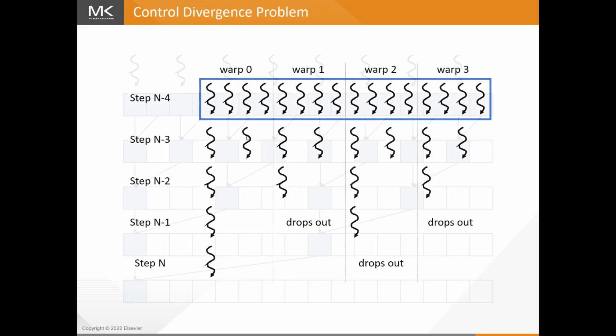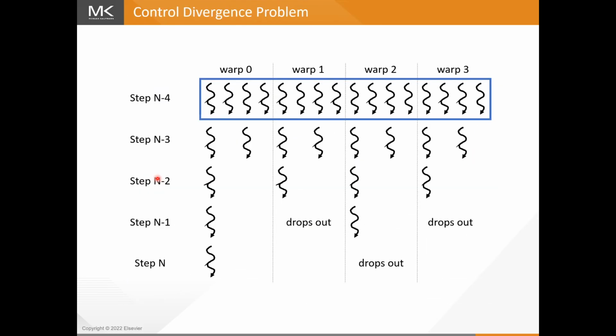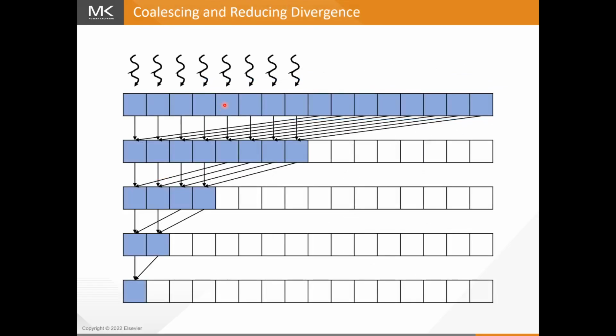We also said that this pattern is not very good for memory coalescing because the threads that are active are not accessing elements that are adjacent to each other in memory. So to avoid these two problems, we changed the way that we assign the threads to data, so that the threads are assigned to contiguous data elements. That way, when they access the data from memory, the accesses are coalesced. And also, when the threads drop out, they drop out from the end.